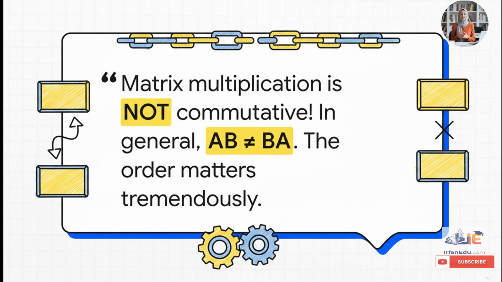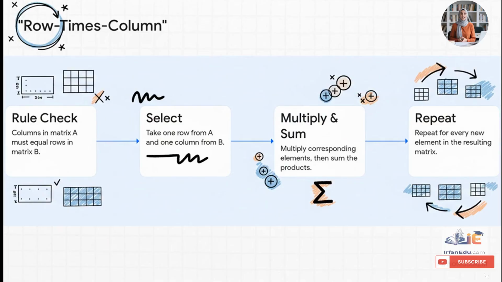With normal numbers, we know 3 times 5 is the same as 5 times 3. With matrices, not a chance. Multiplying A by B is almost never the same as multiplying B by A. The order you do it in matters a lot. So how do we do it?